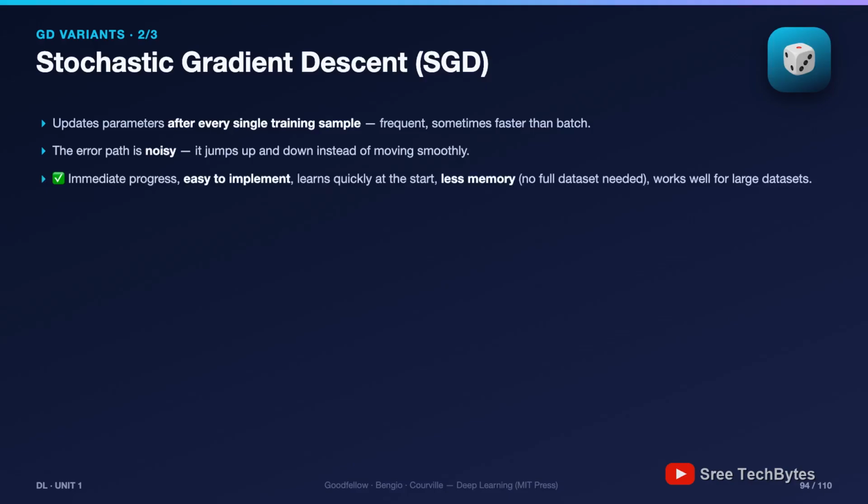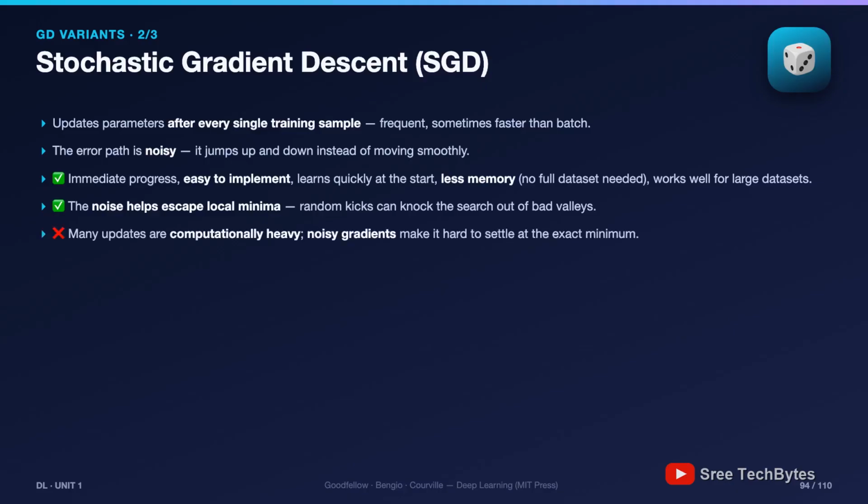But here's the profound part, the point I most want you to remember: that noise is secretly a feature. Remember local minima, those small dips that trap smooth descent. SGD's random jolts can kick the search right out of a bad valley, like shaking a jar of mixed nuts to help everything settle properly. Batch gradient descent, in its perfect smoothness, stays trapped.